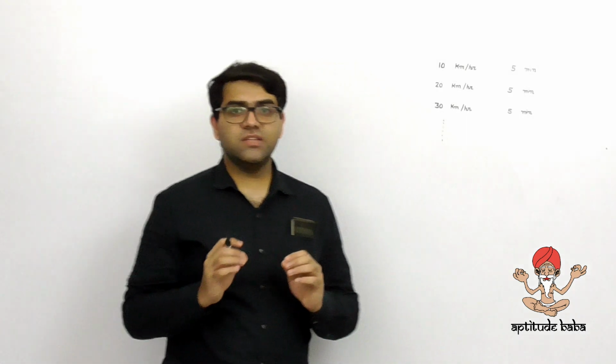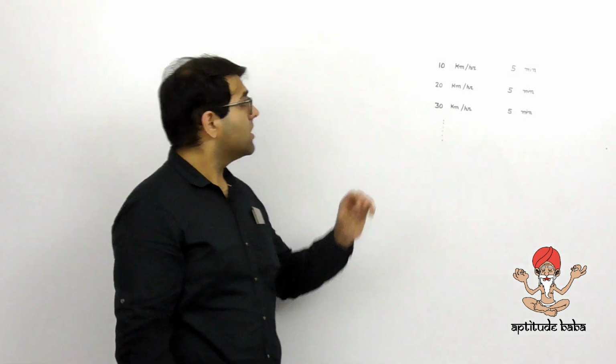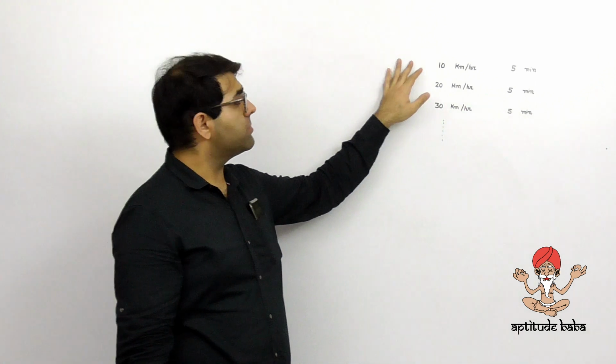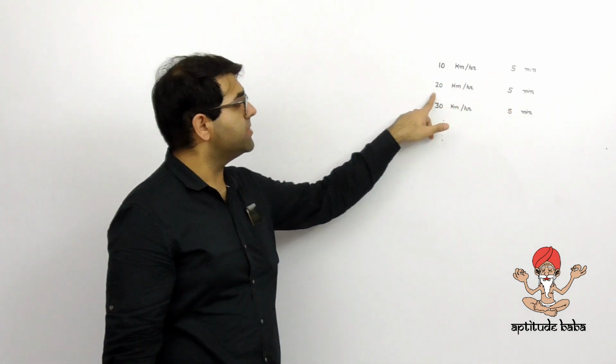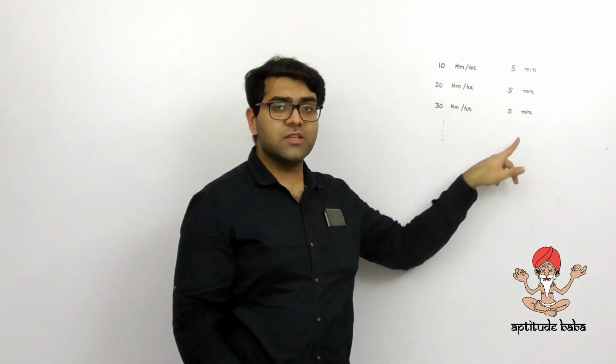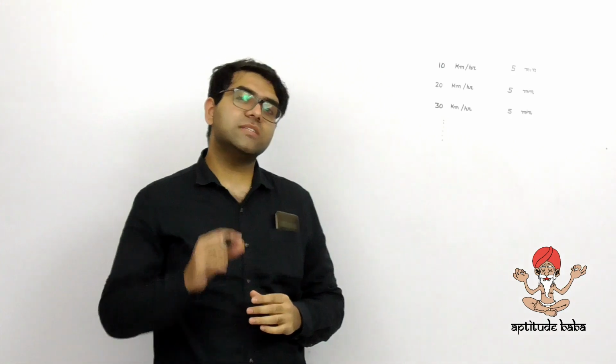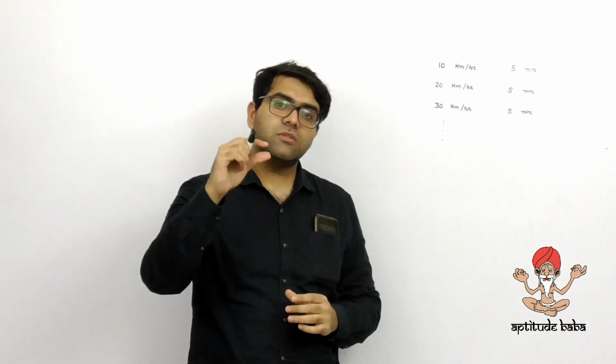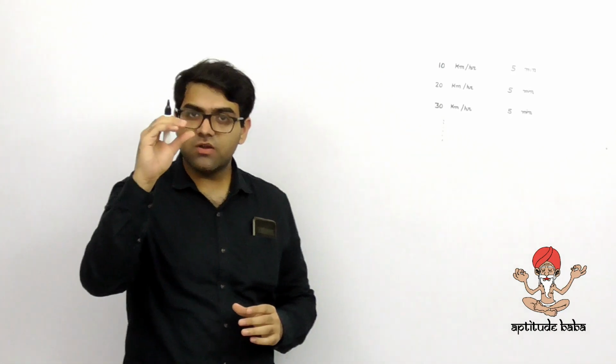इस क्वेश्चन में जो पहली चीज मुझे गिवन है वो ये है कि वो 10 किलोमीटर पर आवर की स्पीड के ऊपर 5 मिनट के लिए ट्रेवल करता है, 20 की स्पीड के ऊपर फिर से 5 मिनट के लिए ट्रेवल करता है, और 30 की स्पीड के ऊपर फिर से 5 मिनट के लिए ट्रेवल करता है, और सो ऑन. So basically what I am given here is that he is traveling in an interval of 5 minutes every time. सो वो हर बार 5-5 मिनट के इंटरवल पे मूव कर रहा है.